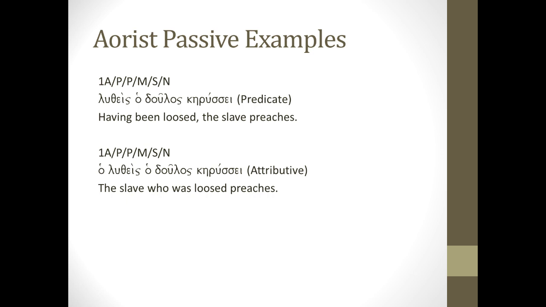Here are a couple of examples for you to look at. In this case, we have litheis, hadoulas, kerousse. Our participle is in the predicate position because it does not have a definite article. So our litheis participle is a first aorist passive participle, masculine singular nominative.